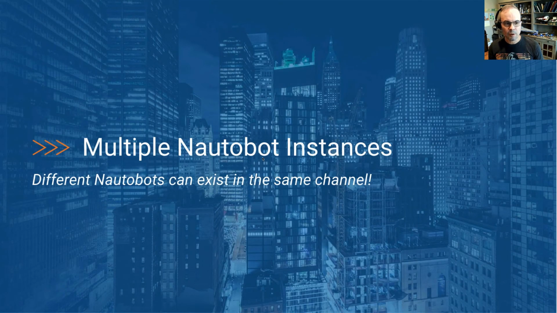Now we're going to cover running multiple Nautobot instances in the same Slack channel. A use case for this would be if you have two networks, network one and network two, and each one of them has their own Nautobot instance. Or for example, if you have a dev instance of Nautobot and a production instance of Nautobot, you could communicate with each one of them individually in the same channel. So with that, let's go ahead and take a look and see how we would do that.